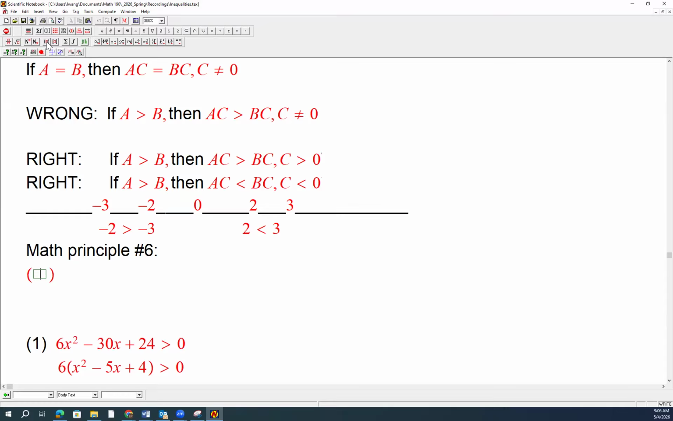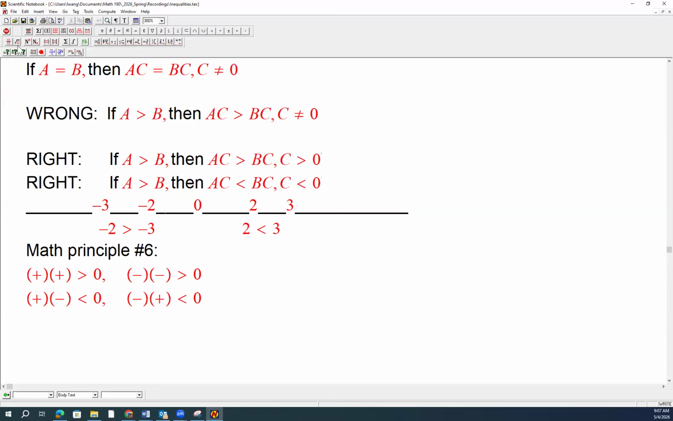A positive number times a positive number is positive, right? A positive number times a negative number is going to be negative. And a negative number times a negative number is going to be positive. And a negative number times a positive number will also be negative.